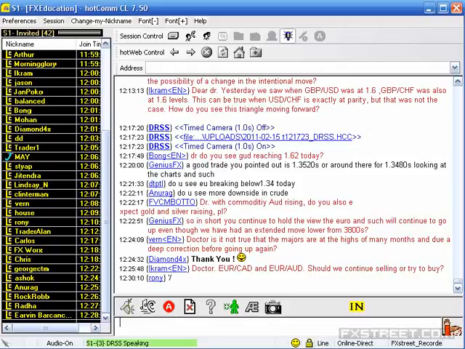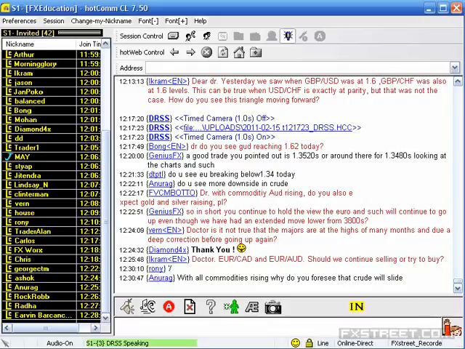Then EUR/CAD and EUR/AUD, should we continue selling or try to buy? No, continue selling shows that you are trapped. No, don't do that, because they are making a contrarian move. And when they are raising the euro and the Australian dollar, how can you just sell like that? It is very risky, sir.